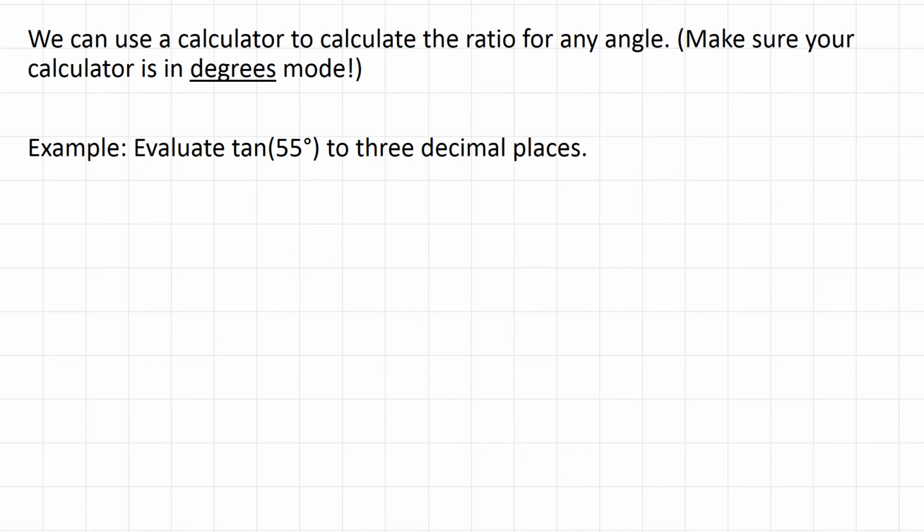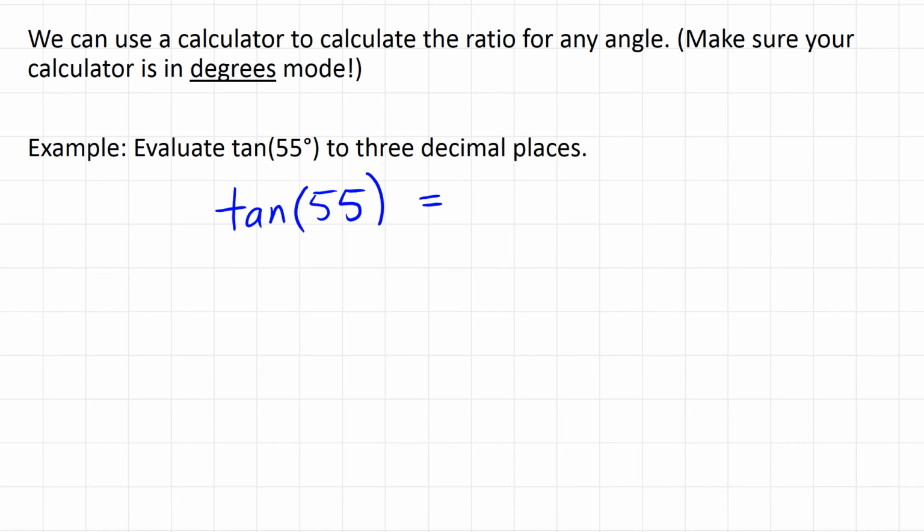This is where our calculator is going to come in very handy. A calculator can calculate the ratio of any angle. The most important part, though, is that our calculator is in degrees mode, and we'll do a quick check here. What I'm going to get you to do is try to type in tan of 55 into your calculator. So it should look like this. There should be a button for tan, and then you enter 55, and you hit equals.